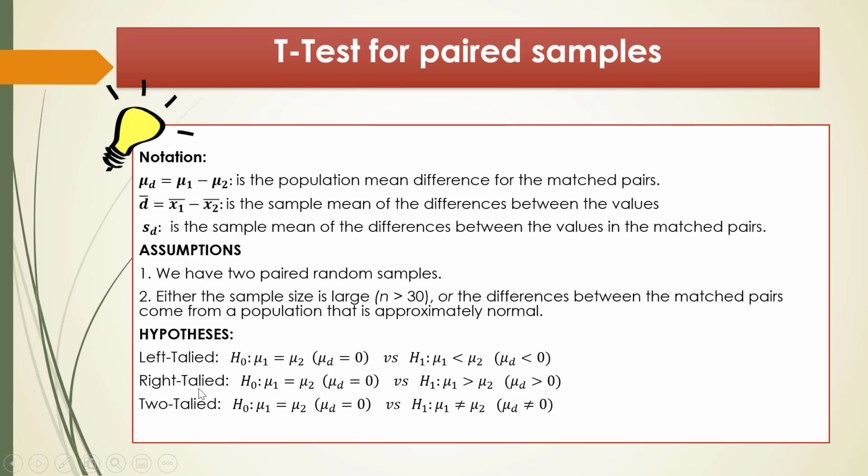Similarly for right-tailed, the null hypothesis is mu d is equal to 0, and the alternate is mu d is positive. For the two-tailed, mu d is equal to 0 is the null hypothesis, and the alternate is mu1 is not equal to mu2, which is equivalent to mu d is not equal to 0.